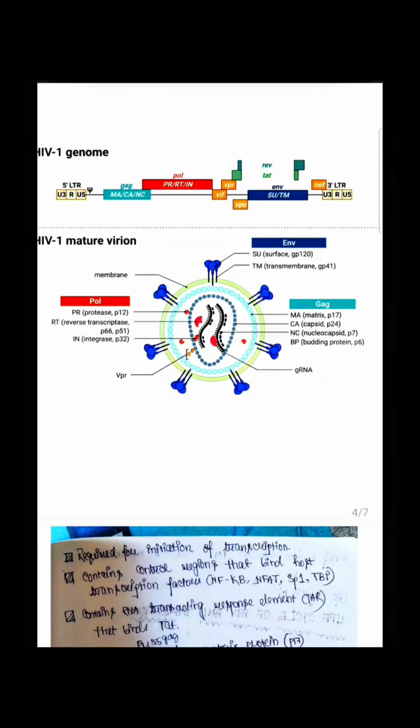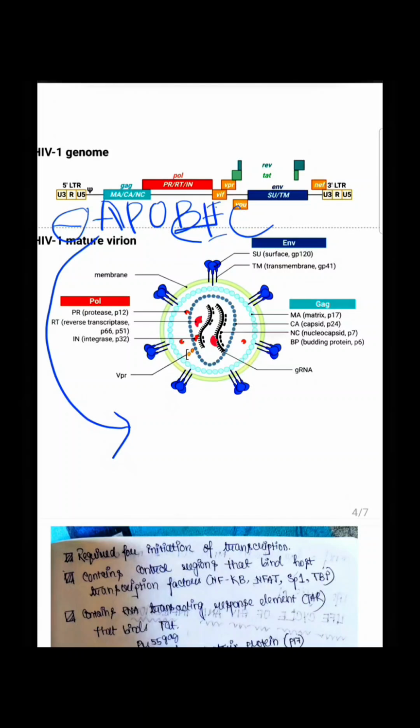Next we'll go for the VIF gene. VIF stands for virion infectivity factor. Let's learn what it does. This VIF inhibits the ApoBec gene. What is the ApoBec gene? The ApoBec gene is a cytidine deaminase that converts the cytidine base into uracil.